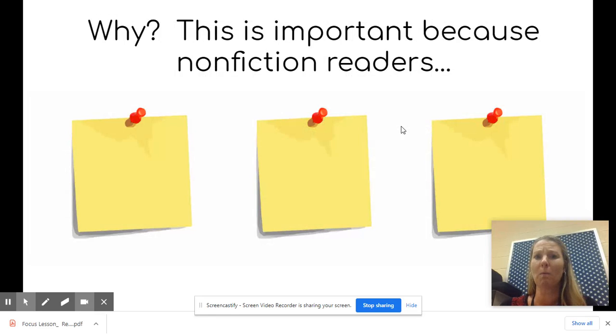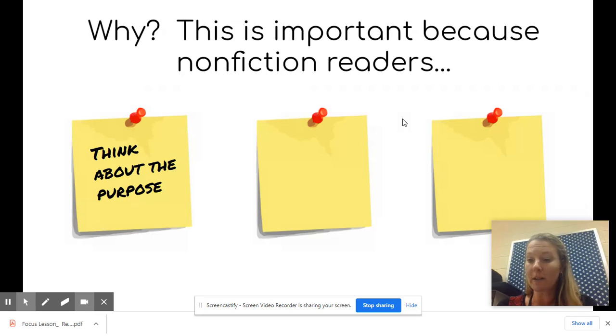So we're going to think about why it is important to learn about how to read graphs and how to look carefully at charts. First, you want to think about the purpose of the chart or graph. What is this telling me, and why did the author choose to put this chart or graph in their book? Or why is my teacher showing this chart or graph to me, and how does this connect to what I'm learning about?